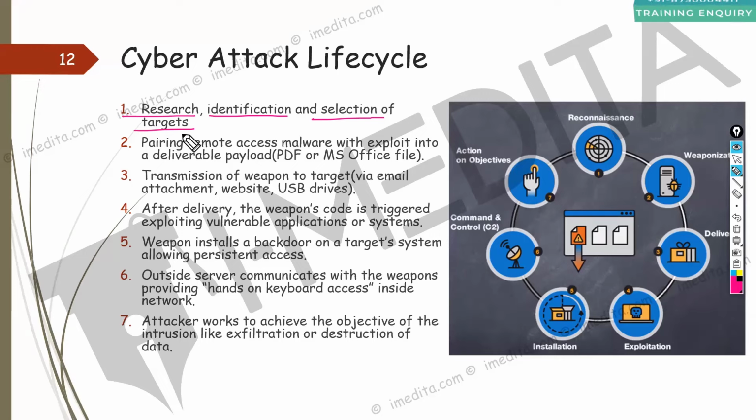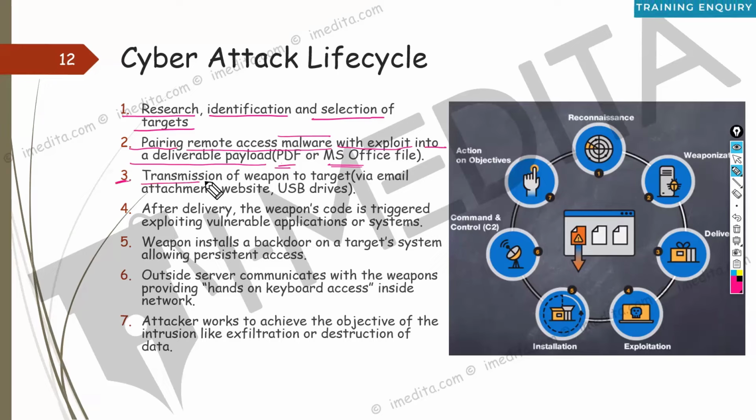After identification and selection, what will they do? The attacker will do pairing of remote access malware with an exploit into a deliverable payload. That malware will be attached to a deliverable payload. The payload will be encapsulated, either the attacker will use a PDF file or a Microsoft Office file, and in that file, the attacker will do pairing of the malware. Now your weapon is ready, or your malware, or we can say virus, is ready.